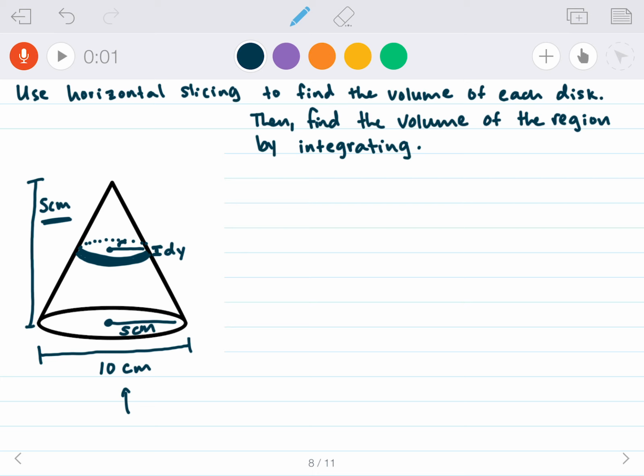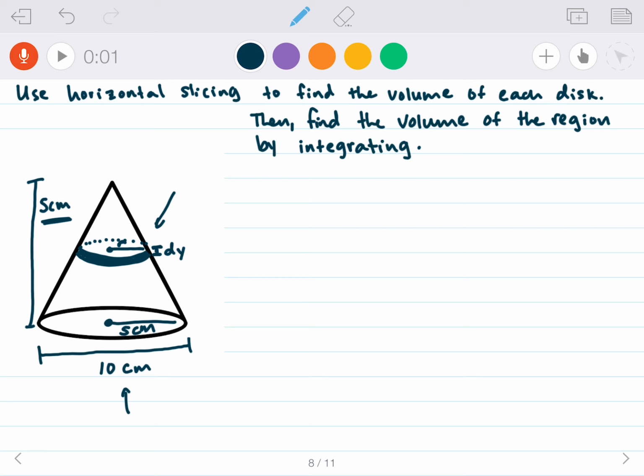So if I'm way up here, for instance, this disk is going to have a very small radius compared to this disk, or even a bigger one down here. So that's going to make our problem a little bit more involved. So what is going to be the volume of this disk right here?